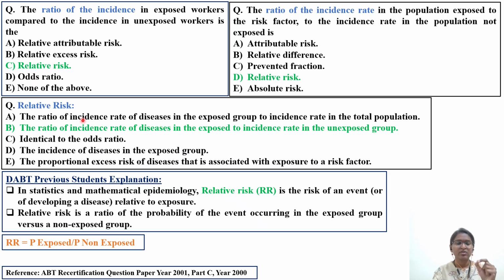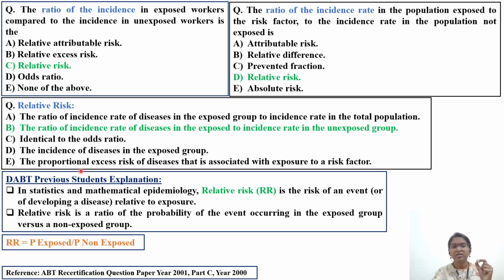Another question also came on the same concept directly: what is relative risk? We have to identify which of the following statements is applicable with respect to the definition. Option B was right: the ratio of incidence rate of disease in the exposed to the incidence rate in the unexposed group, population exposed by population not exposed. If you look at the other options, option E, the proportional excess risk of disease that is associated with exposure to a risk factor, is applicable to option A, that is attributable risk.